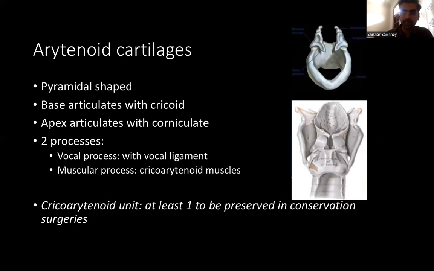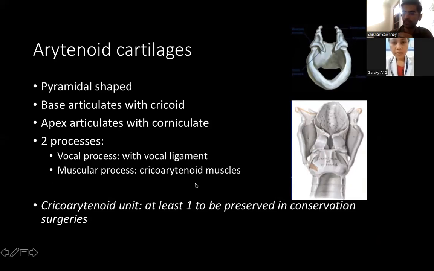Talking about the arytenoid cartilages, these are pyramid-shaped cartilages located on top of the cricoid cartilage. The base articulates with the cricoid cartilage, whereas the apex of these cartilages articulates with the corniculate cartilages, which are located just above the arytenoid cartilage. It has two processes: the vocal process, which attaches to the vocal ligament anteriorly, and the muscular process, which provides attachment to the cricoarytenoid muscles laterally and posteriorly. And this is responsible for the adduction and abduction of the vocal cords.